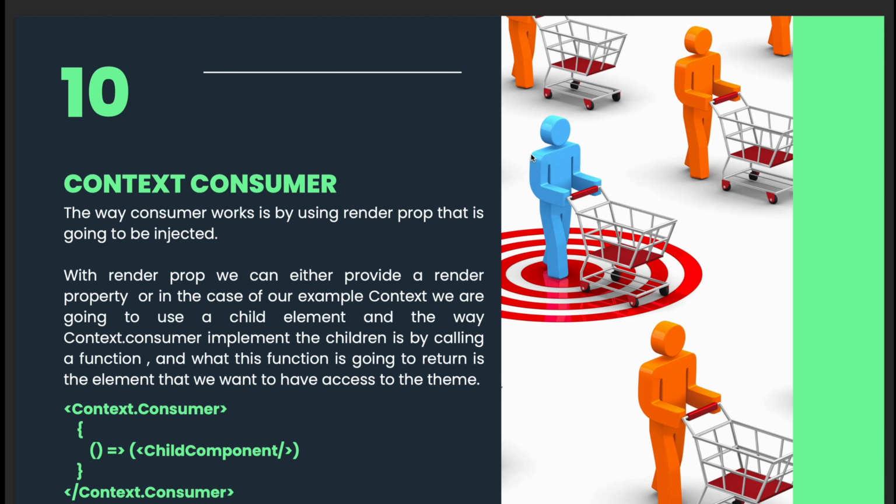The Provider does not make any sense without the Consumer. The way Consumer works is by using a render prop that is going to be injected into the elements. Please again watch my previous tutorial about render props. As a quick recap, with a render prop we can either provide a render property or a child element. The way Consumer implements the children is by calling a function. So we need to provide a function, and when they call it, they are going to call it with the context value that is hard-coded in the Provider. So we are going to provide this function, and what this function is going to return is the element that needs to have access to the value.